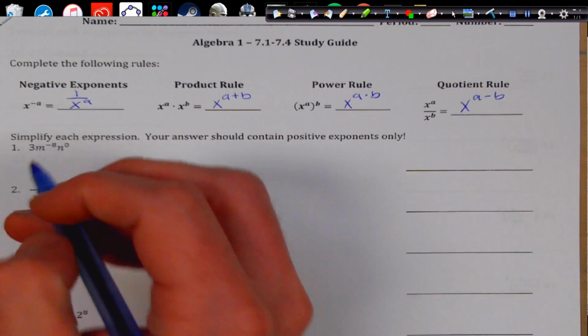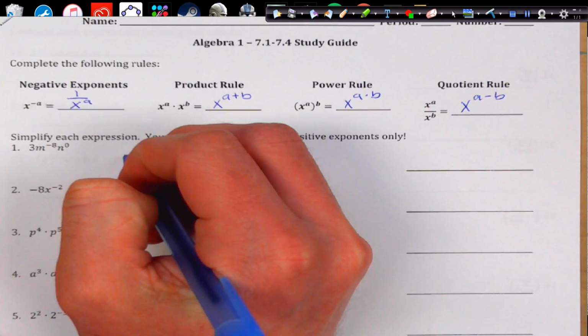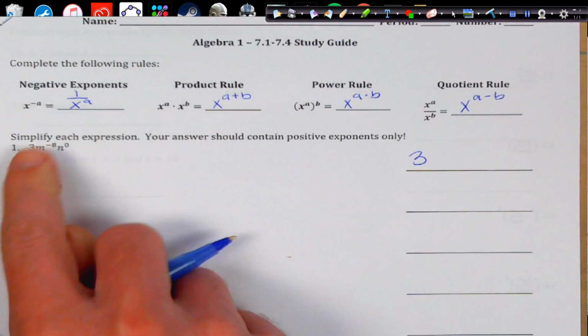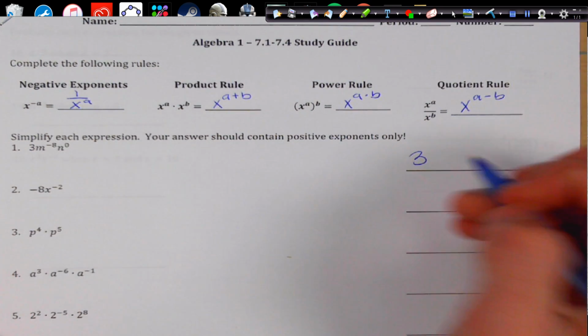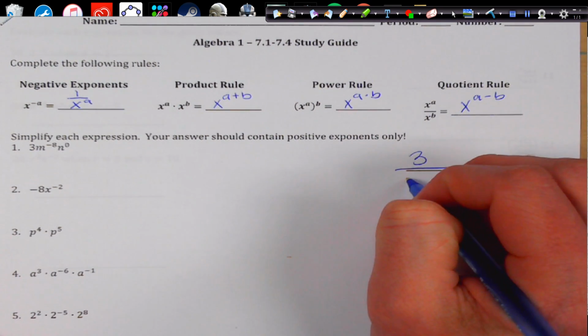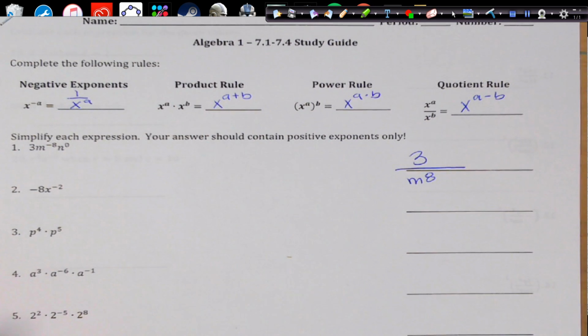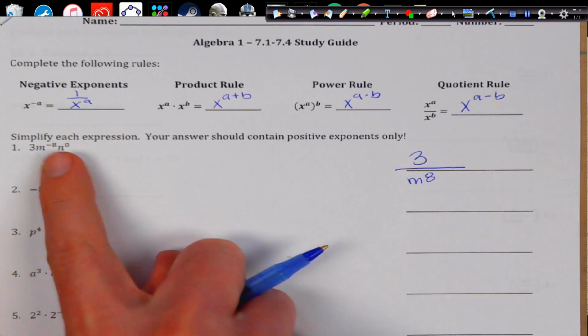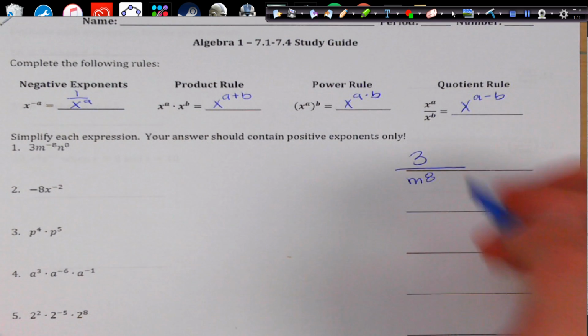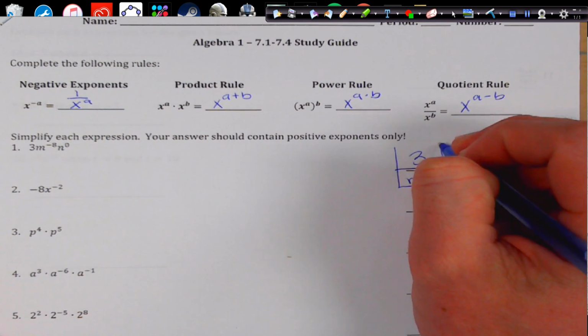Okay. So first of all, 3 is by itself, so we're just going to write 3 m to the negative 8 power. We're going to go ahead and put that on the bottom. And then we're going to get into the 0 power, which is just 1, which just disappears, and we're left with this as our answer.